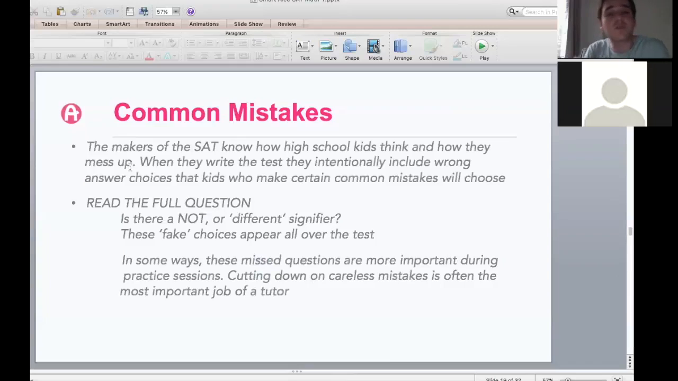And there are some simple ways of avoiding that. One of them is reading the full question. Again, this typically happens more with the boys I've worked with than the girls, but the boys are just so eager to start the problem, get an answer, that they do all of the work and they do everything correctly, and they put the wrong answer. Why? Because they didn't read at the end that it said "which is not," or some other different signifier.